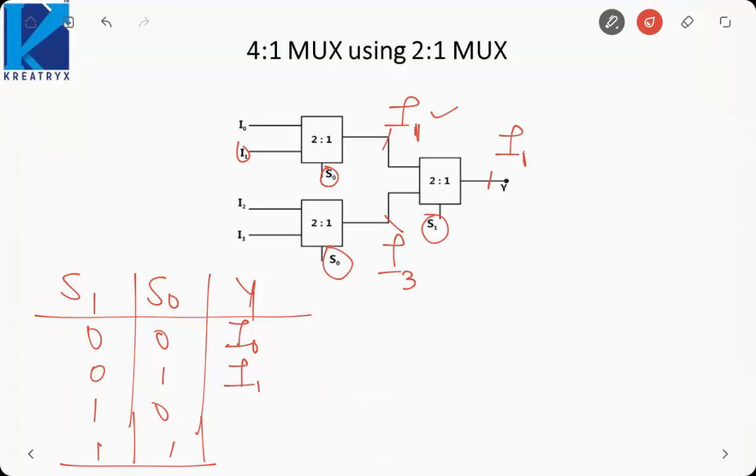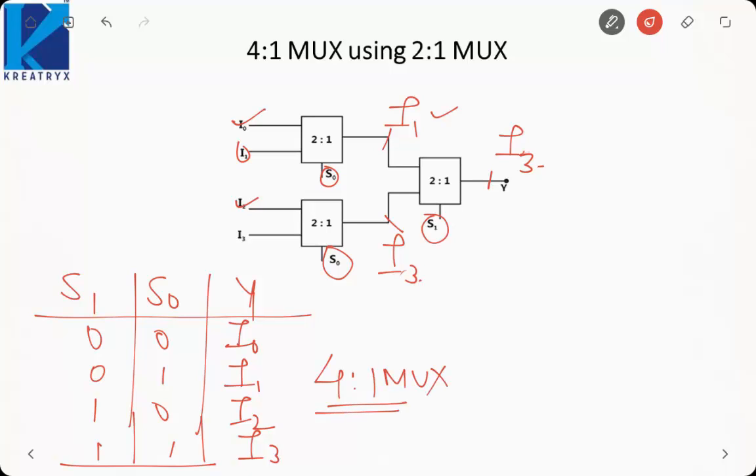Now we have taken S0 equal to 0 and S1 equal to 1. Since S0 is 0, I0 will come. From here I2 will come. And y will be equal to, since S1 is 1, the second one, I2. Now suppose S0 is 1 and S1 is also 1, then S0 is 1, that means I1 and I3. S1 is 1, that means I3 will propagate, that means I3. So this is my 4:1 multiplexer.